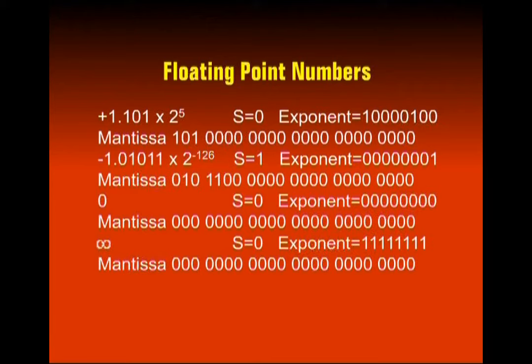Let's consider how we represent the value infinite. The sign bit is set to 0. The exponent field is set to all ones. In the 32-bit floating point binary representation, all ones in the exponent field represent infinite, and all zeros in the exponent field represent the number 0. The mantissa has all 0 bits.